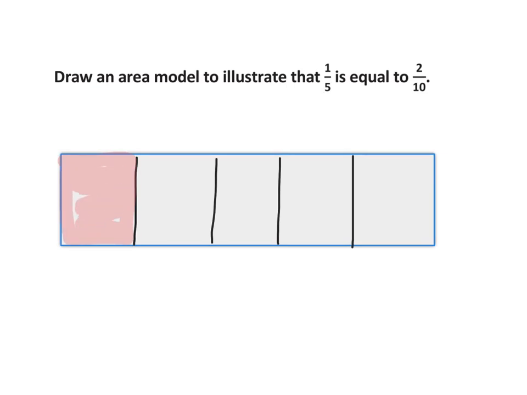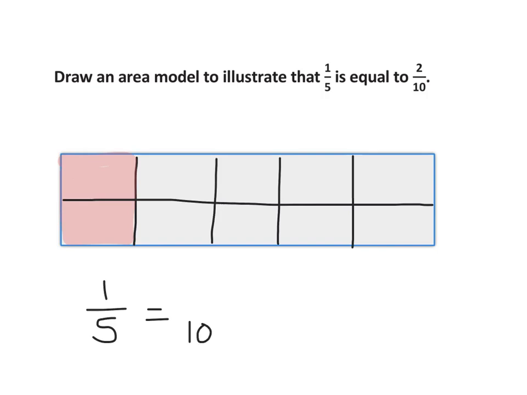1/5 is shaded. Okay, so how can 1/5 be equal to 2/10? Well, in this case, I can draw one line making 2 equal rows, and 1/5, which I started with, now by drawing that extra line in there, I've made 10 equal parts, and that same region that was 1/5 is now 2/10.